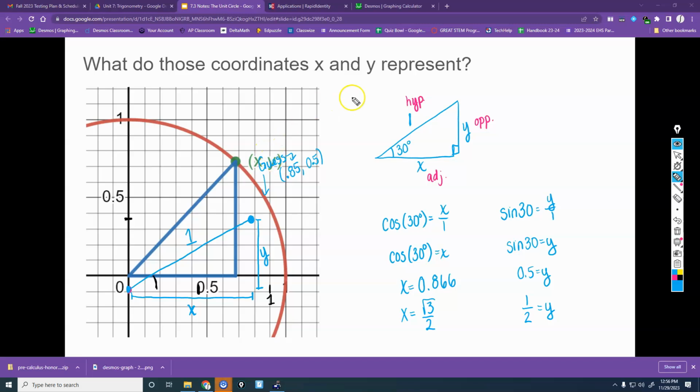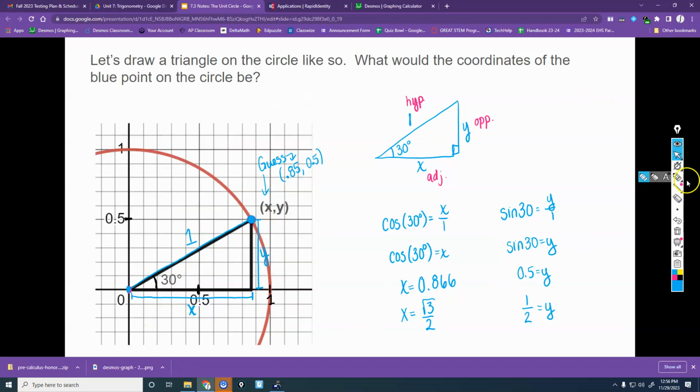So the coordinates of this point right here, our guess was 0.85, 0.5. The actual, the correct one, is going to be square root of 3 over 2, 1/2, which means our guess was pretty close, right? Those are the coordinates of that point.